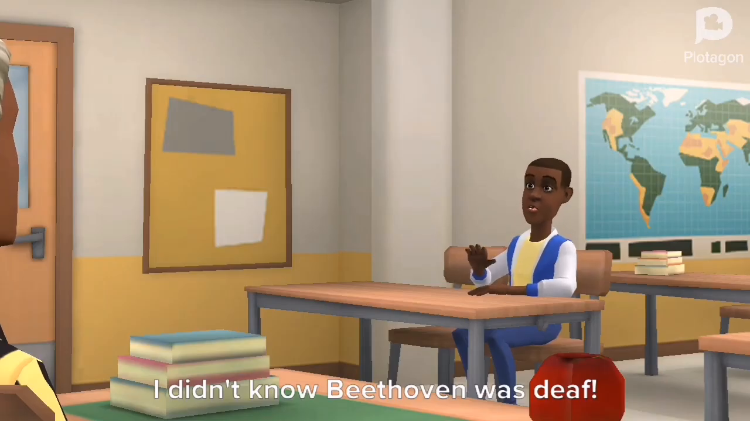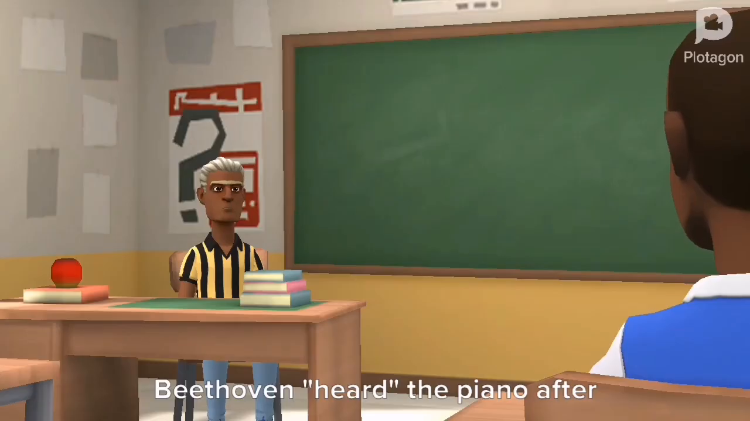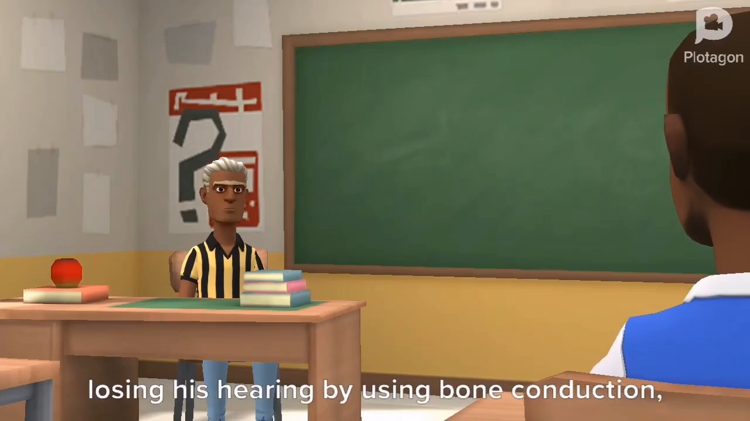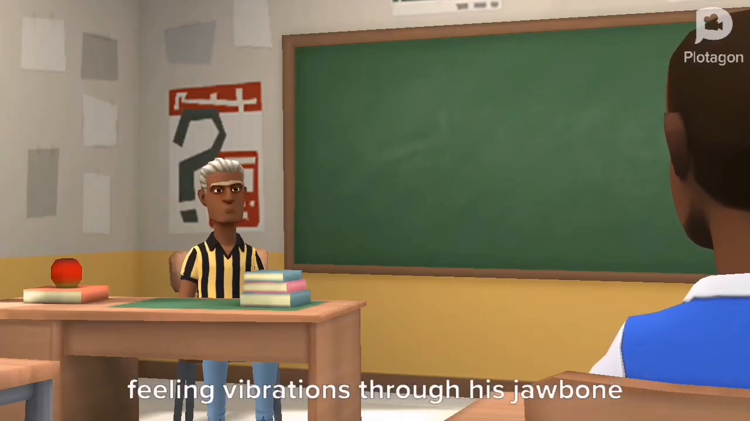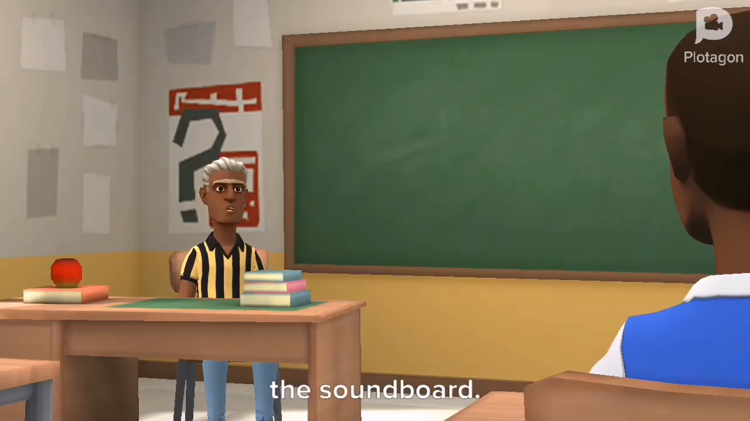I didn't know Beethoven was deaf. How can he hear pianos? Beethoven heard the piano after losing his hearing by using bone conduction, feeling vibrations through his jawbone by biting a metal rod attached to the soundboard.